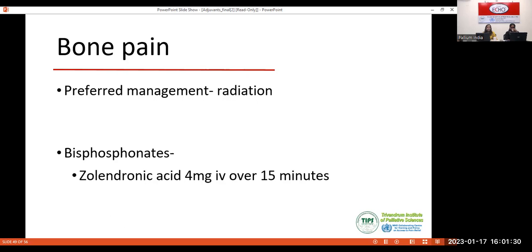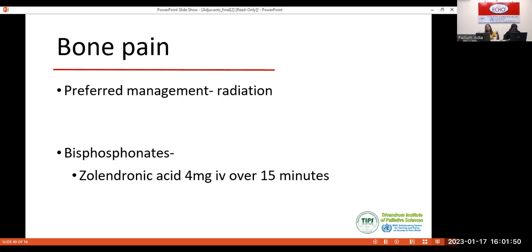Another pain very difficult to control is bone pain, especially when there is metastasis to bone. It's very severe and it is very difficult to control with opioids. The preferred management is radiation. If someone has a bone metastasis, a lesion in the bone, generally they give radiation to that site and the pain will be reduced.